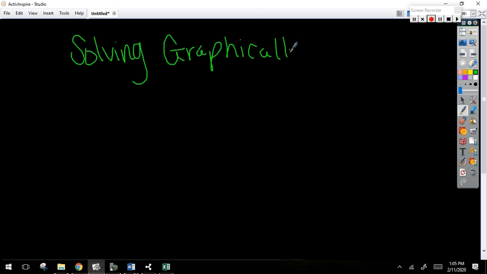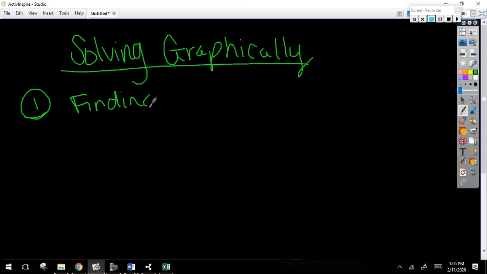Method 1 is by finding zeros. And so to do this, your equation must equal 0 before you start.